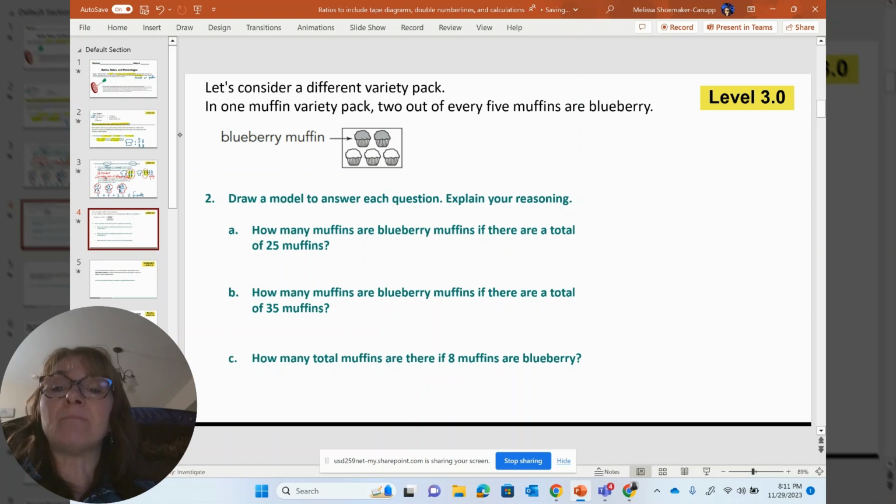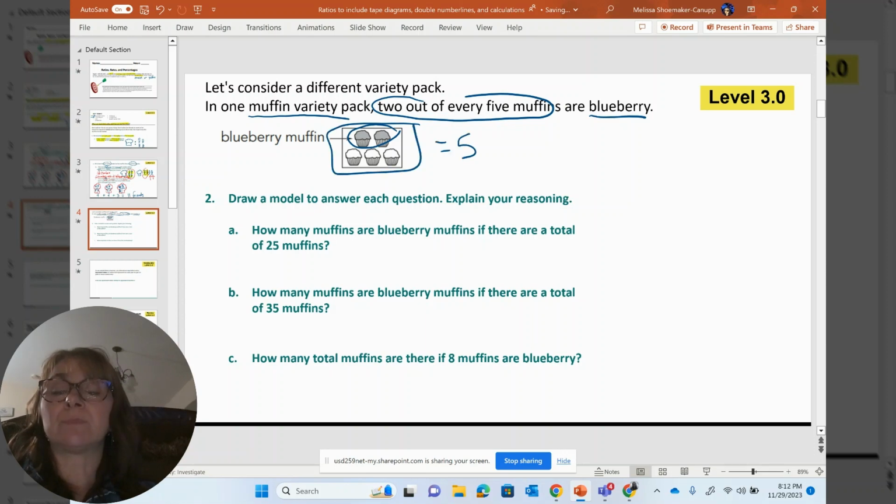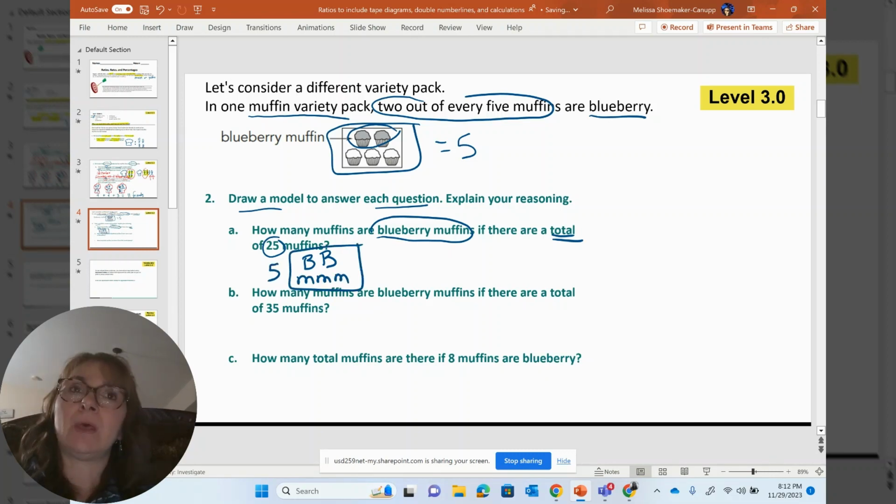This time we have a muffin variety pack. 2 out of every 5 muffins are blueberry. So these 2 are blueberry. We don't know what the other 3 are, but we know the total is 5. We're going to use that to draw a model and answer the following questions. How many muffins are blueberry if the total is 25? I'm going to make this super simple. Blueberry, blueberry, muffin, muffin, muffin. There's 5. That's one combo. I don't know what the other flavors are, so I'm just calling them muffins.